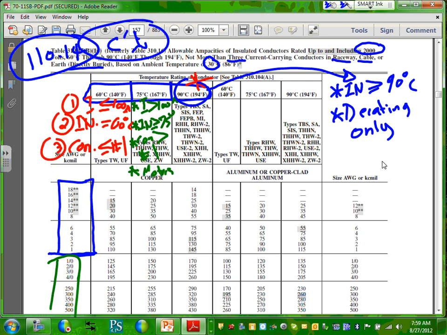This is where this is coming from. 110.14 C1. If you go read this, it summarizes exactly what I wrote here. Cool? So you know where to find this information. Any comments, any questions about this?